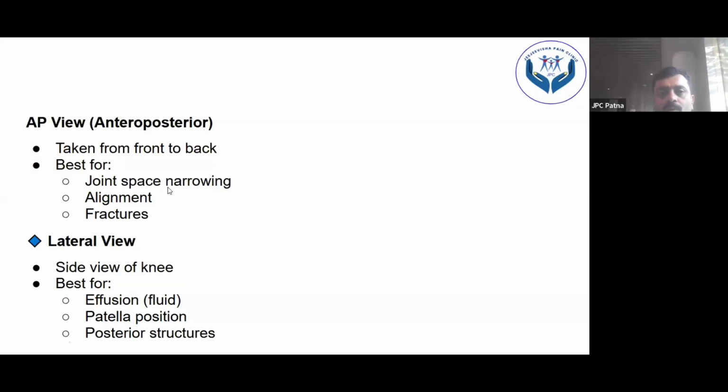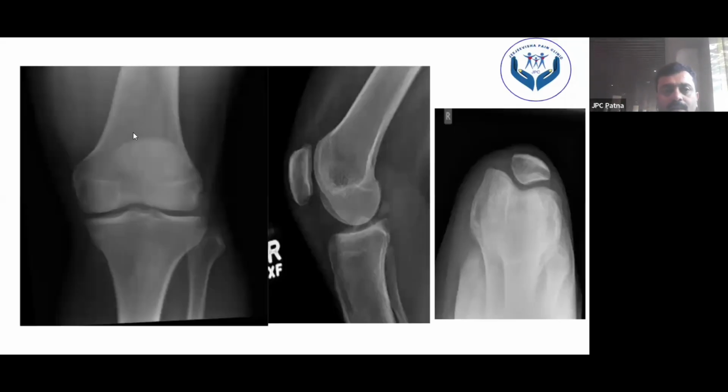So, AP view, taken from front to back, is best for joint space narrowing, alignment, and the fracture. Now, regarding the alignment, I would like to tell you all one thing: how to find out whether it is properly aligned or not. One thing is to draw a straight line from the midline. If the patella is in between, well and done.